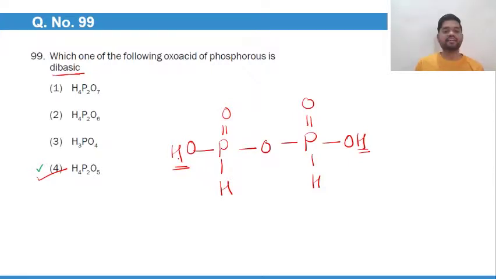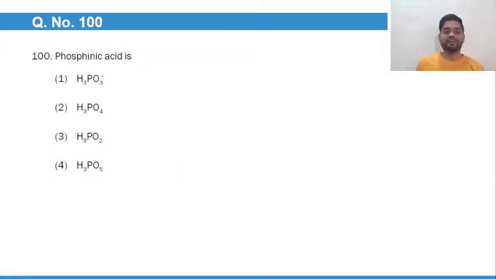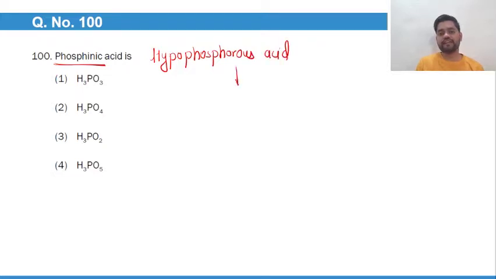Then question number 100, phosphinic acid. You should know phosphinic acid is also known as hypophosphorous acid, and hypophosphorous acid is H3PO2, right? And that is your option number 3.